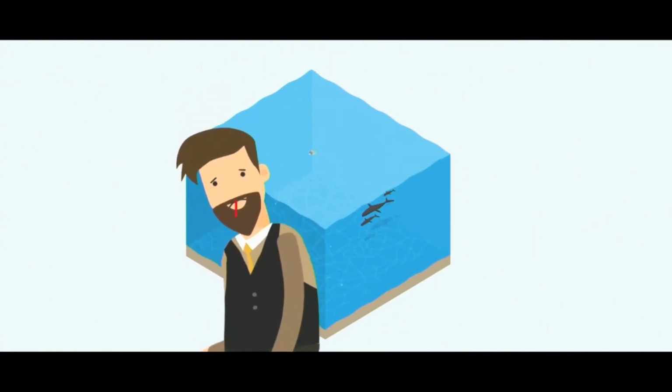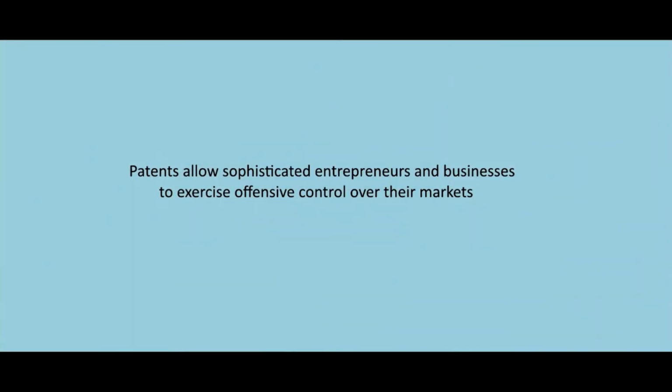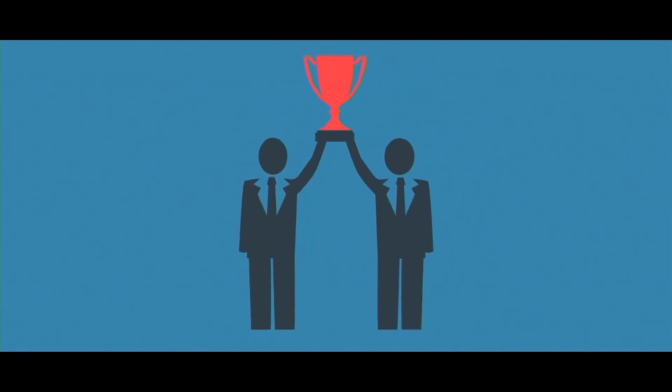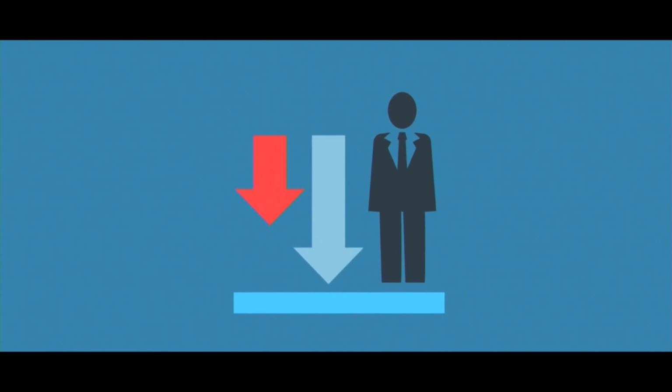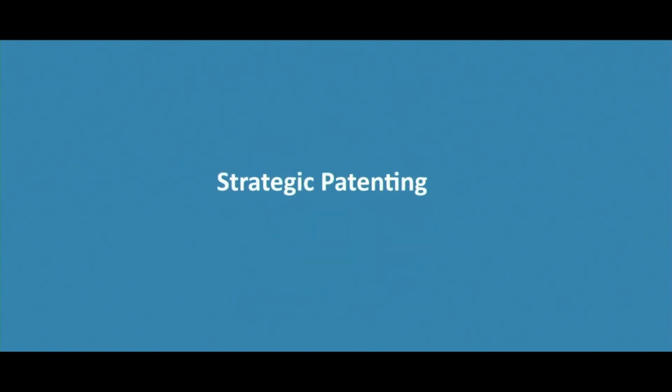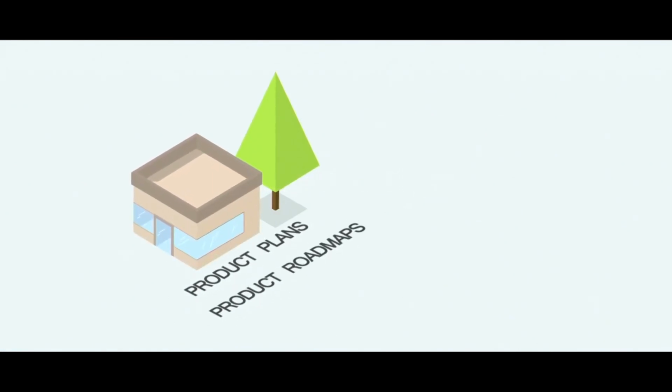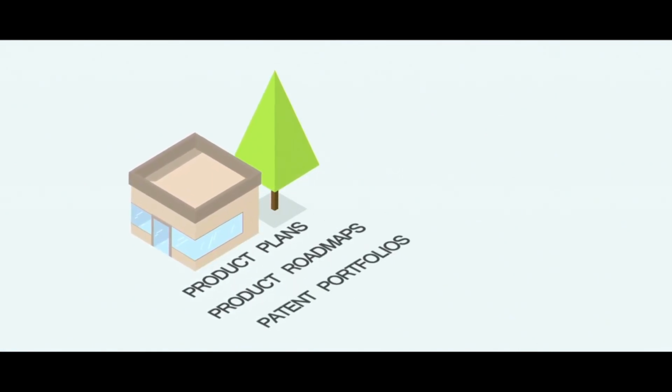Finally, patents allow sophisticated entrepreneurs and businesses to exercise offensive control over their markets. With well-planned patent filings, a company may be able to control its own destiny and greatly impact the future of its competitors. This process, called strategic patenting, looks at a company's product plans as well as the product roadmaps and patent portfolios of key competitors.